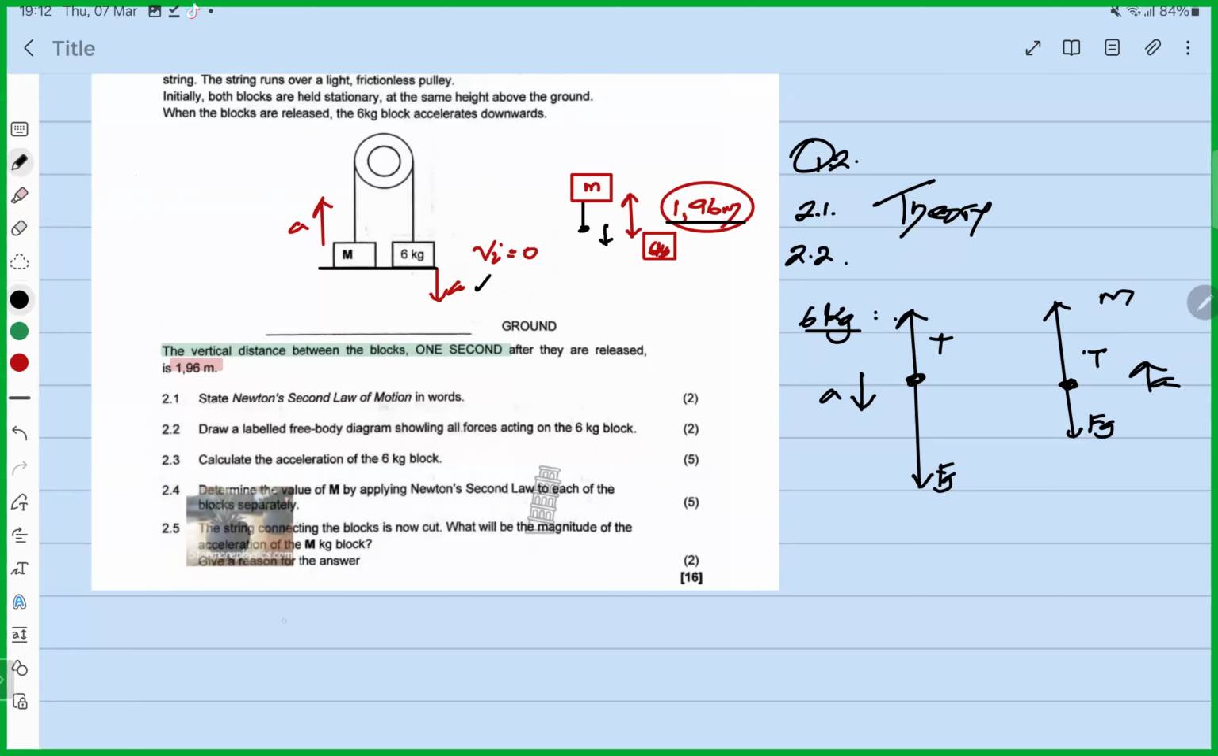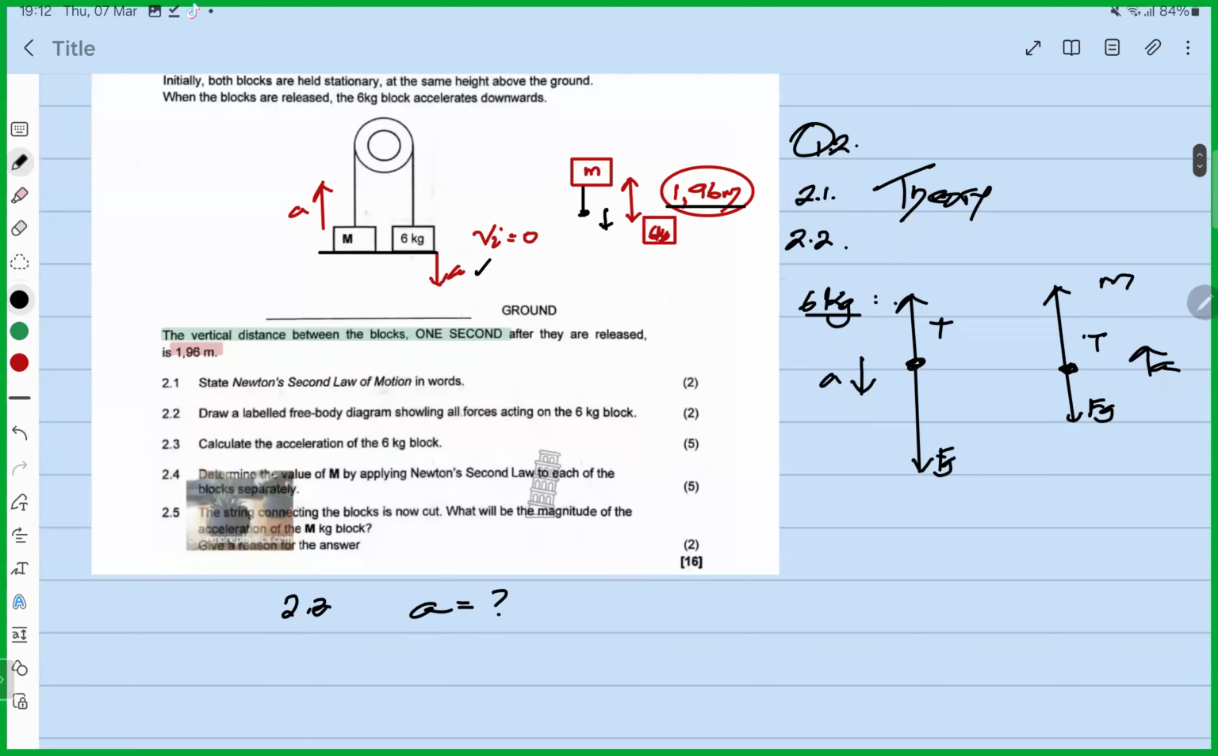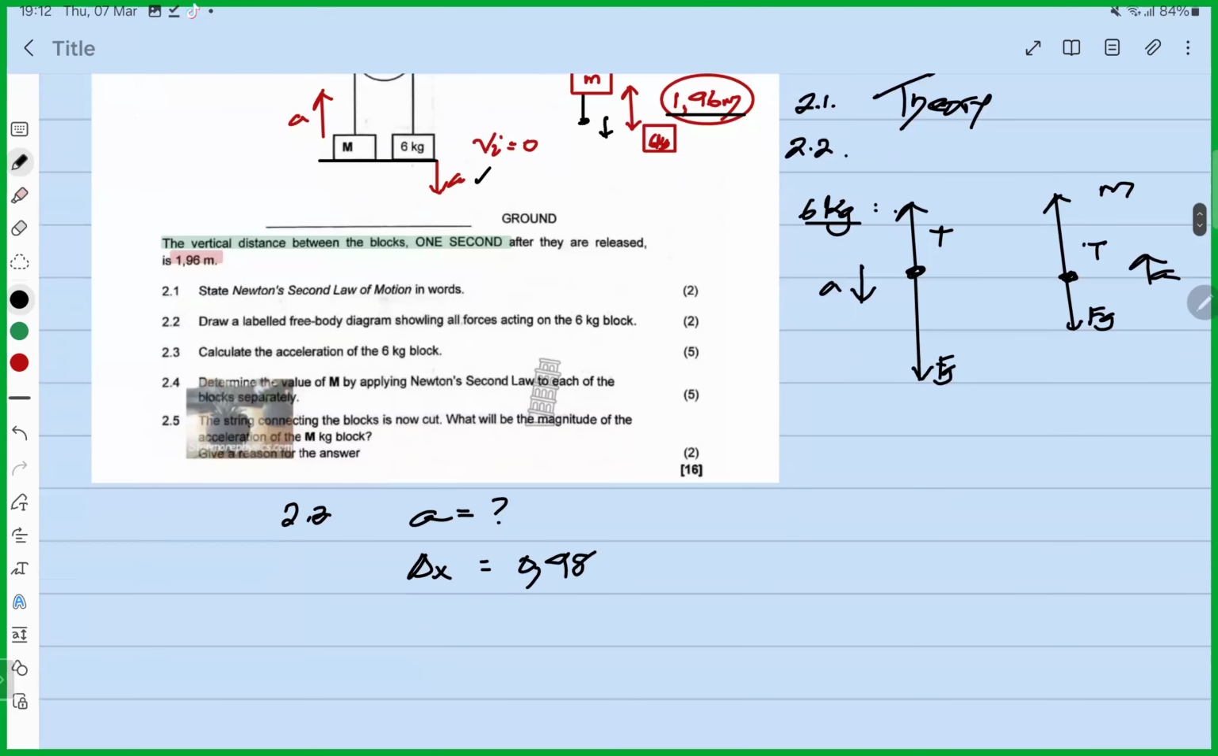2.3, calculate the acceleration. For you to calculate the acceleration here, you're actually going to use an equation of motion. You've got your delta x, that any one of them actually go up. The delta x is half of 1.96, which is 0.98. Your initial velocity is 0, and your delta t, or your time, is 1 second.